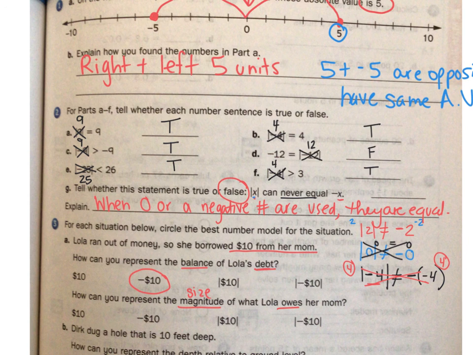But because she owes her mom $10, we have to take that -10 and put it in absolute value bars to show that she has to pay her mom back $10, not -$10. And once she pays her mom $10, she'll be back to 0 balance.